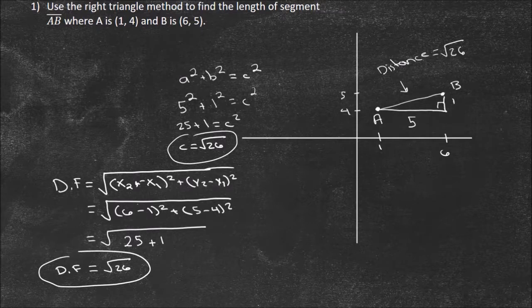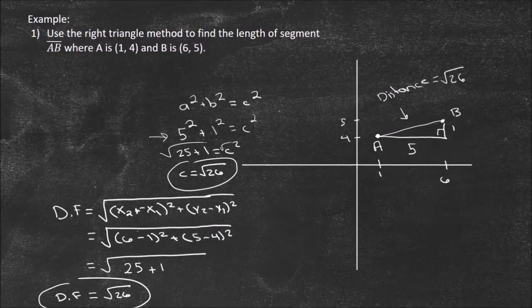That we ended up doing 5 squared plus 1 squared. Well, that's exactly what we did here, isn't it? Then we ended up taking the square root because we had to square root both sides of the c. That's exactly what we're doing in the distance formula. You'll notice that the distance formula is actually derived from the Pythagorean theorem. The Pythagorean theorem is the reason it works.